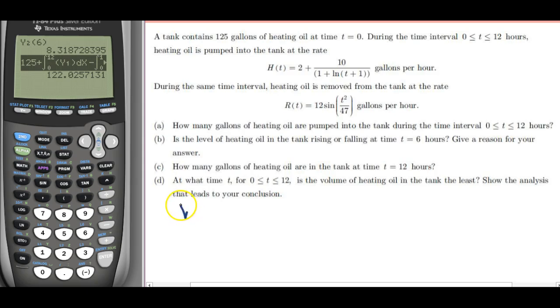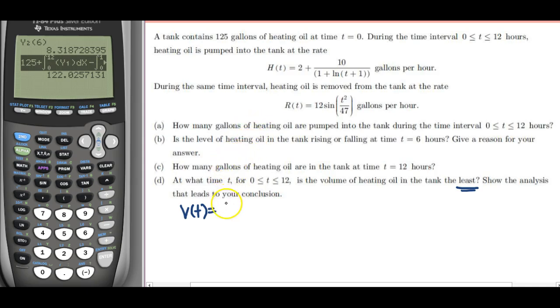So I'm going to call that function V of t, so for the volume of oil in the tank. And once I write this volume function, I'm going to try to minimize it. I'm going to try to find the absolute minimum value, the least quantity, between 0 and 12 hours. So the volume at any particular time, and hopefully this will seem familiar after you've done it enough times, the only thing that changes in these problems is what's coming in and what's going out.